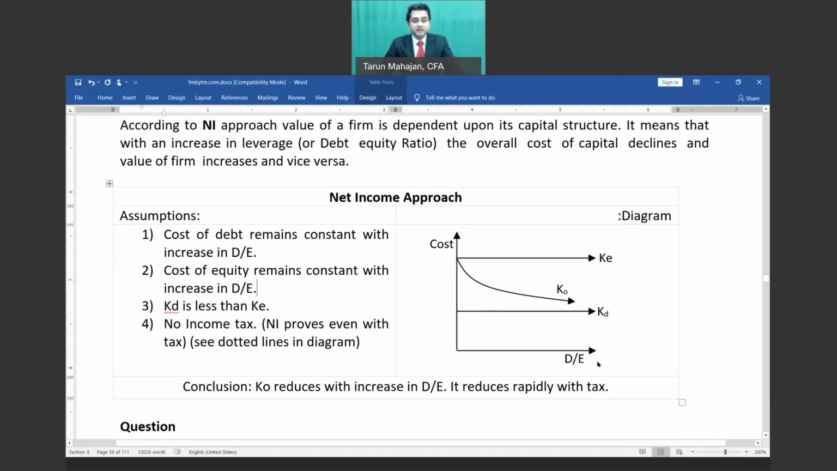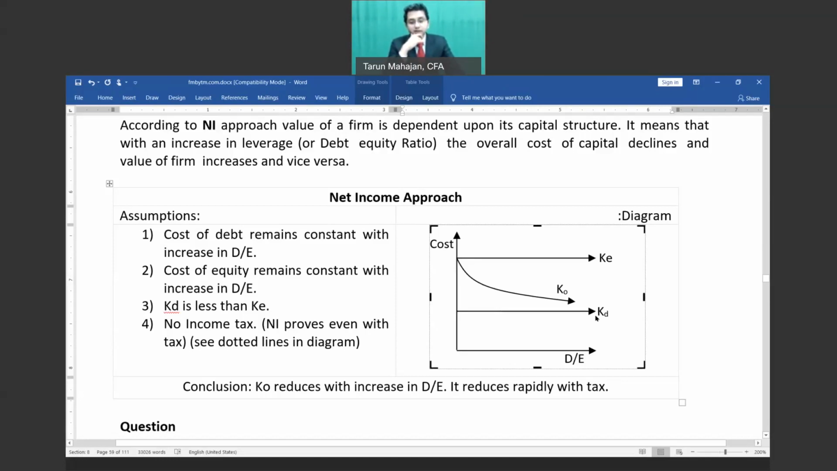But with increase in debt equity ratio, overall cost of capital will reduce. So moral of the story, as per the NI approach, I'm not saying this is the final conclusion. As per the net income approach, the conclusion is: more and more debt in your capital structure. It's not my conclusion, it's not the chapter's conclusion. As per the net income approach, you should have more and more debt in your capital structure, and that way your overall cost of capital will be on the lower side.